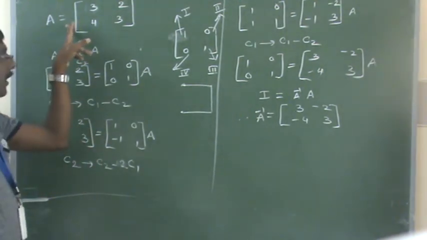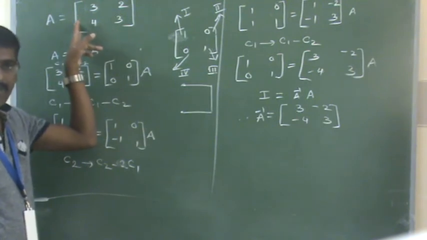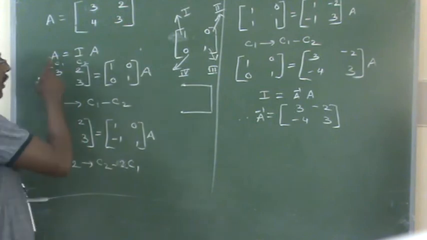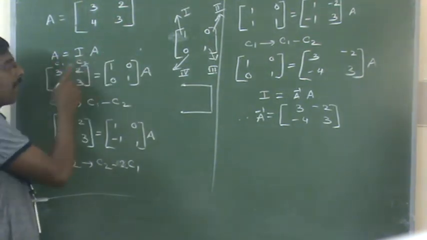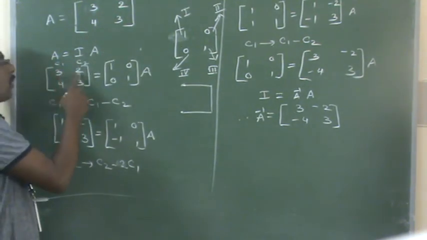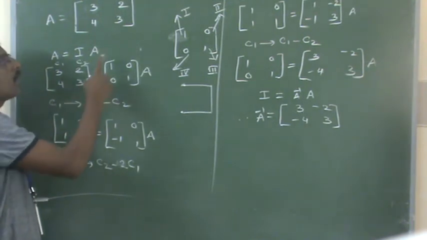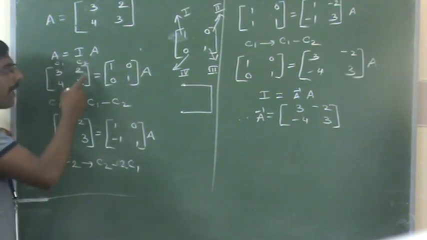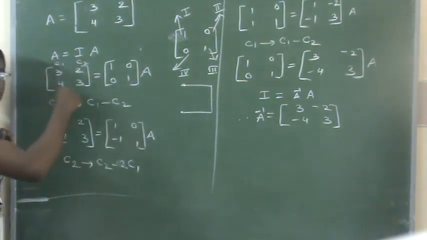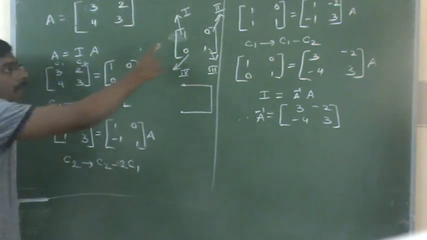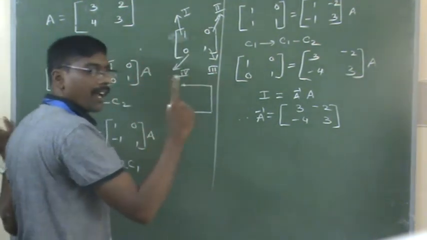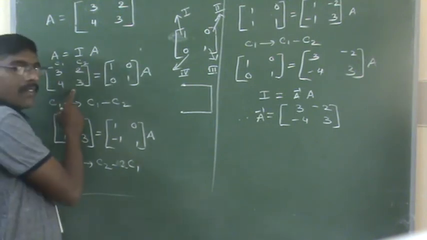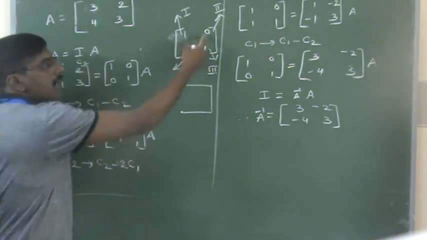Matrix A is given. Find the inverse by using elementary transformation. Find the inverse of the given matrix A equals 3 2 4 3. In this concept, matrix A can be written as A equals I into A. So for the A matrix we write 3 2 4 3, and this equals 1 0 0 1, because it is I into A. Our target should be to convert the left hand side matrix into 1 0 0 1 by using elementary column operation.